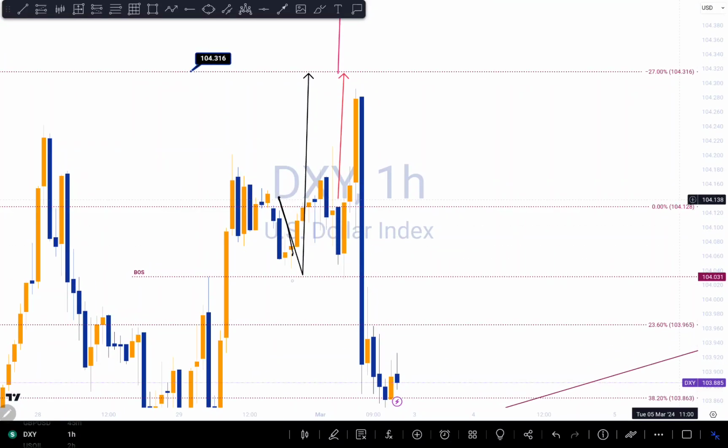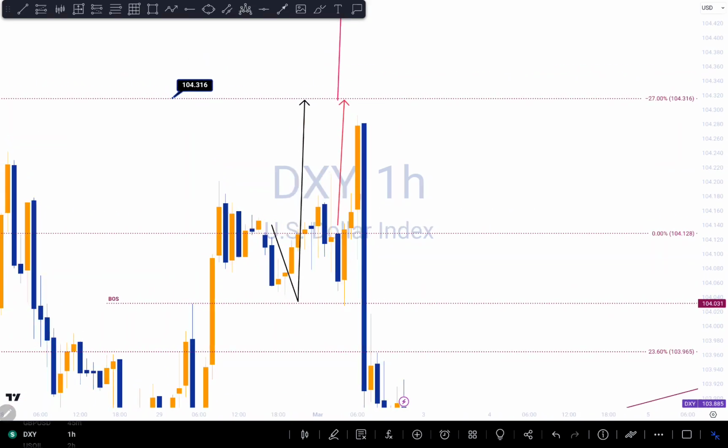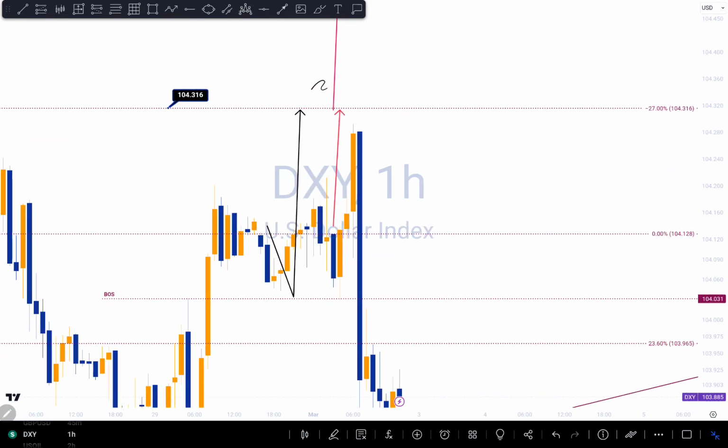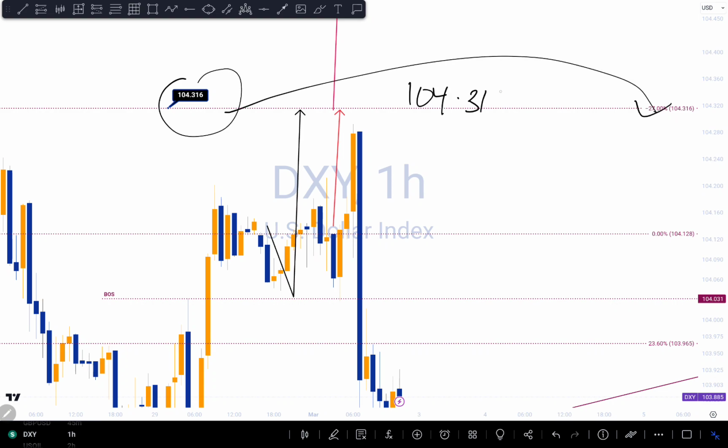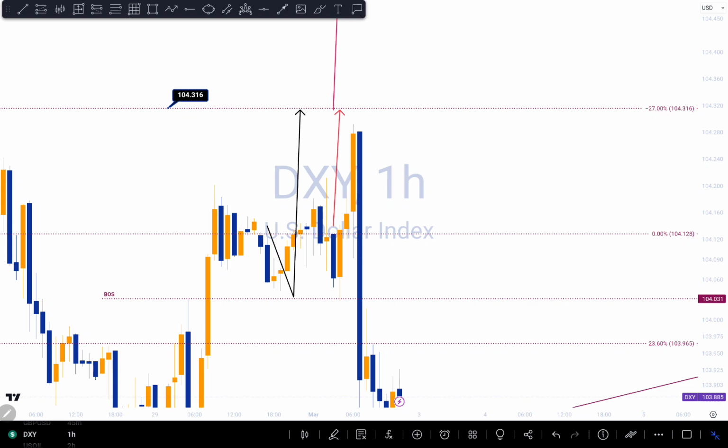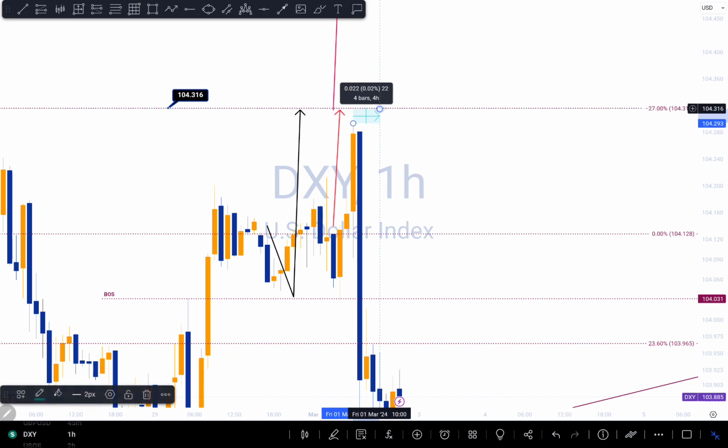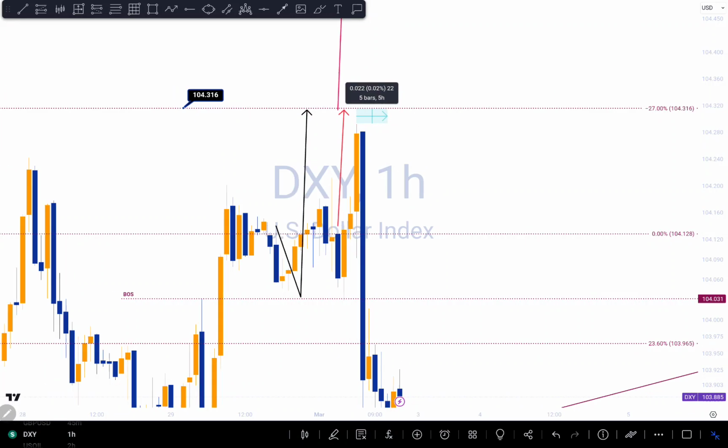We came down a little bit, we didn't get there by a few pips, but we still pushed down here, hit the break of structure right there, and continued to push to the upside. And even if we see that we did not get to my negative 27% fib level, which is 104.316, we almost got there. Let's see from here to here. So just about 22 pips, 22 pips for it to actually hit our target.